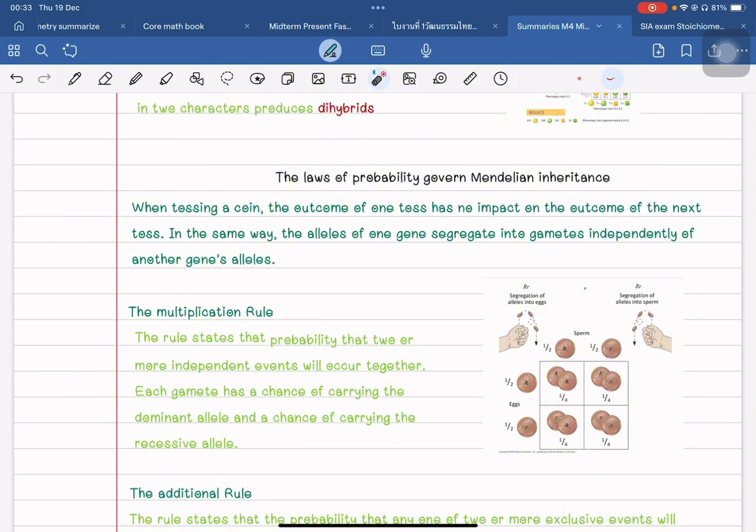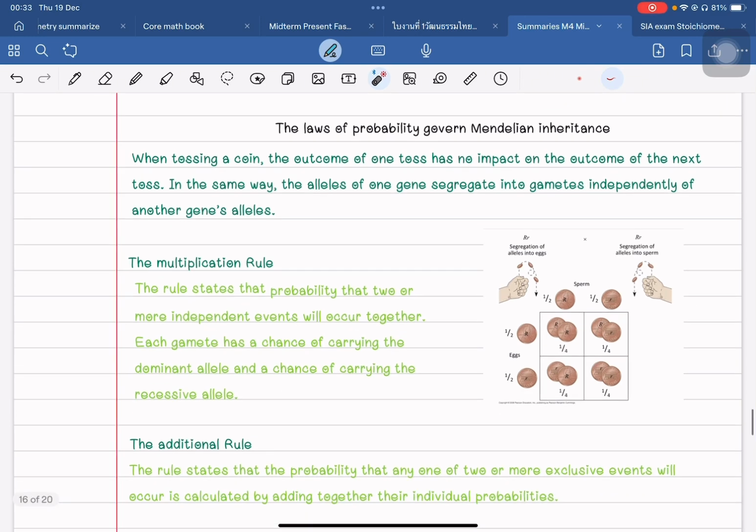The last law is the law of probability governing Mendelian inheritance. When tossing a coin, the outcome of one toss has no impact on the outcome of the next toss. In the same way, alleles of one gene segregate into gametes independently of another gene's alleles. So we have two rules in this law.